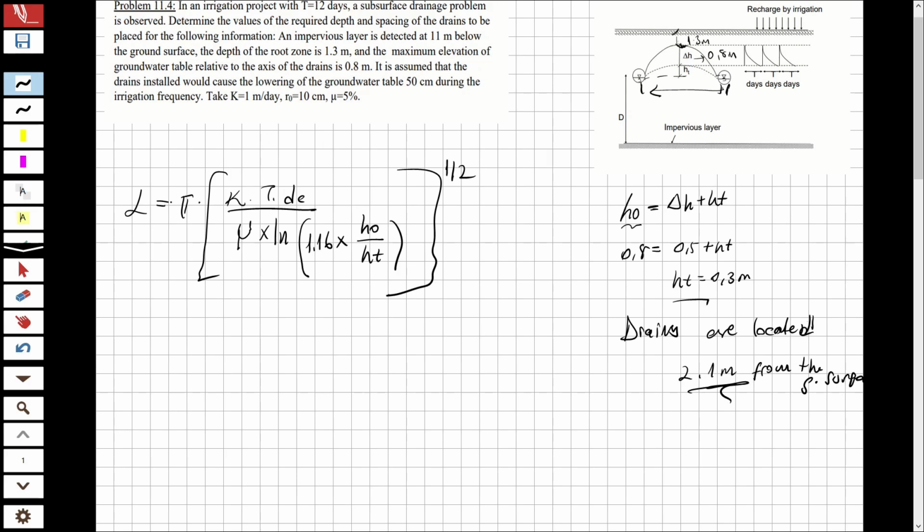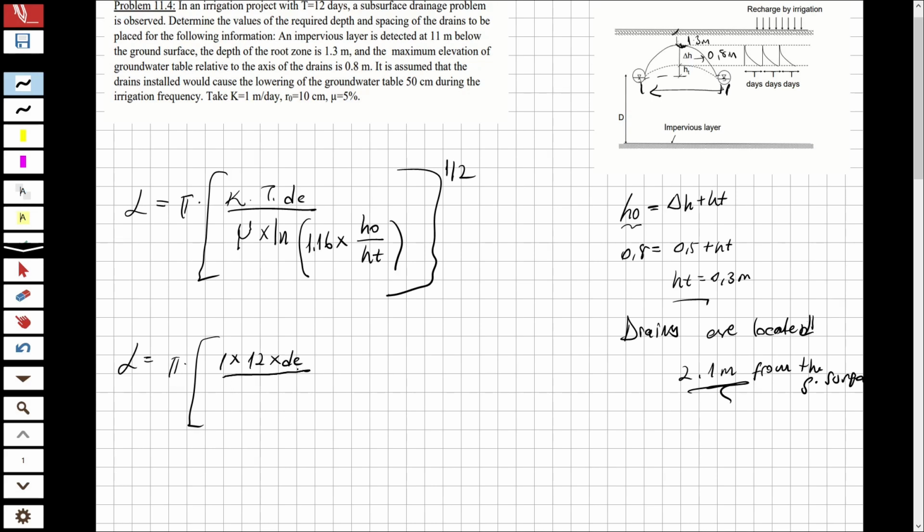So let's determine the length between the two drains. If you want to use this formulation, we need to find the equivalent depth also. For the formulation of equivalent depth, we are going to assume a length, and from that length, we are going to determine the equivalent depth. So first, let's write all this data into this formulation. Pi multiplied, what is K? 1. What is t? 12. And de, we don't know it.